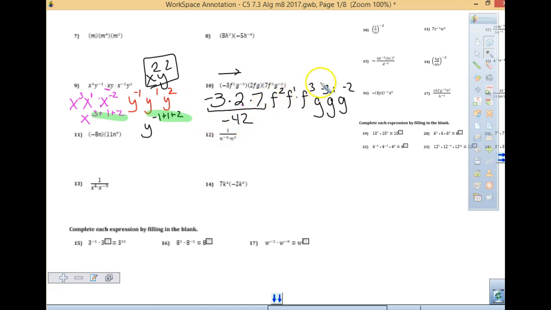Riley, what did we say we do with our exponents here when we're multiplying? They have the same base. We're going to add them. So what would you get for the f's? 2 plus 1 plus 3 is going to give us -42f to the 6.